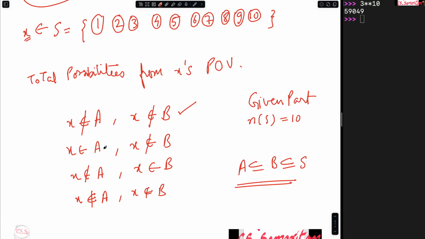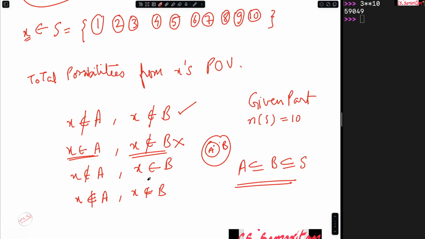Likewise, when x belongs to A and x does not belong to B, let's see. But we know that A is a subset of B. So this is absurd, because if A is part of B, then there could not be an element inside A that is not part of B. So this part is not possible.